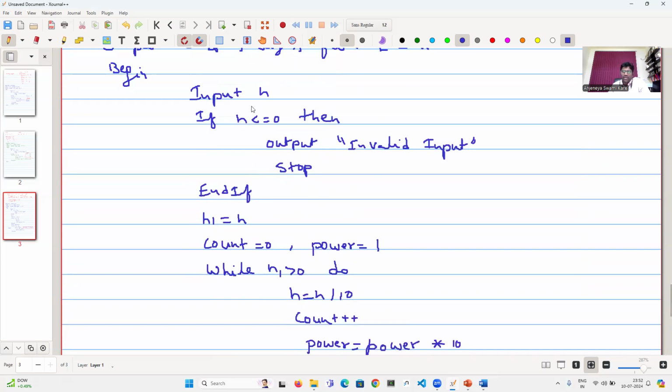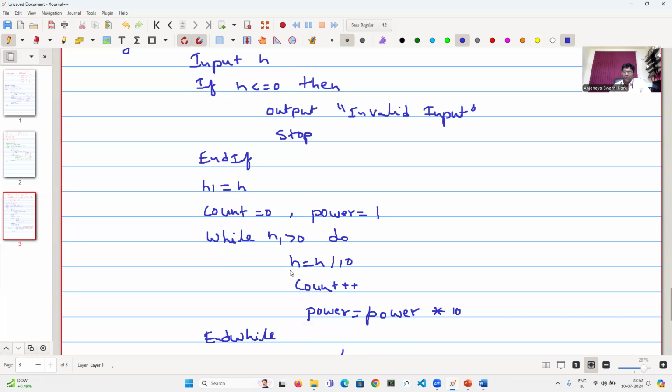So we have read the input n and then validated the input, and then we have kept a copy of n in n1 because we need to compute the digits first. In the digit computation, we are modifying n, so the original n value should be preserved. That is why I kept n1. Then count equal to 0, power equal to 1. So this logic is to compute the number of digits. This is very similar to the previous algorithm, counting the number of digits. But the only difference is we also need 10 to the d. So that is why we are computing power equal to power times 10, where the initial value of power is 1.